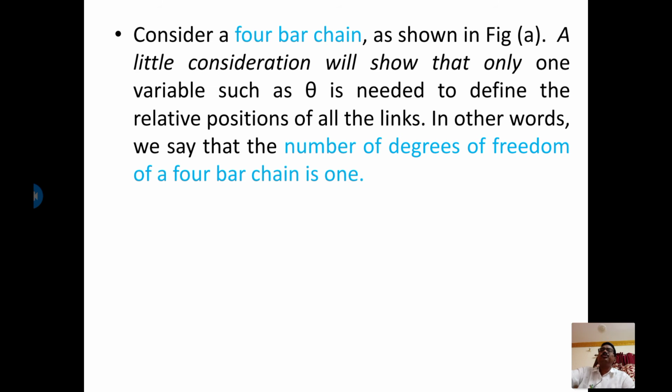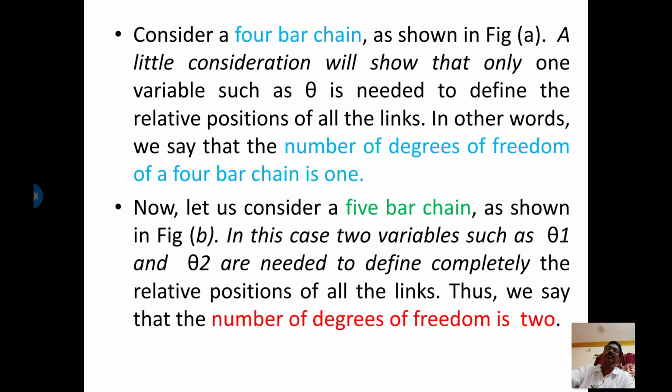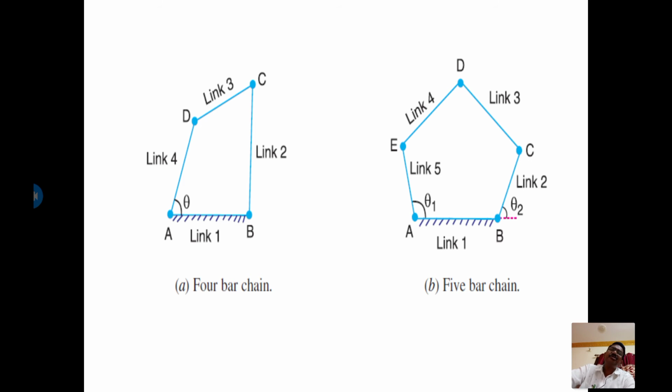Now we are considering a 4-bar chain. A little consideration will show that only one variable, such as theta, is needed to define the relative position of all the links. In other words, the number of degrees of freedom of a 4-bar chain is 1. I will show the 4-bar chain and 5-bar chain figures in the next slide. In the 5-bar chain, 2 variables are needed to completely define the relative position of all the links. Thus the number of degrees of freedom is 2. If the number of degrees of freedom is 1, we get completely constrained motion.